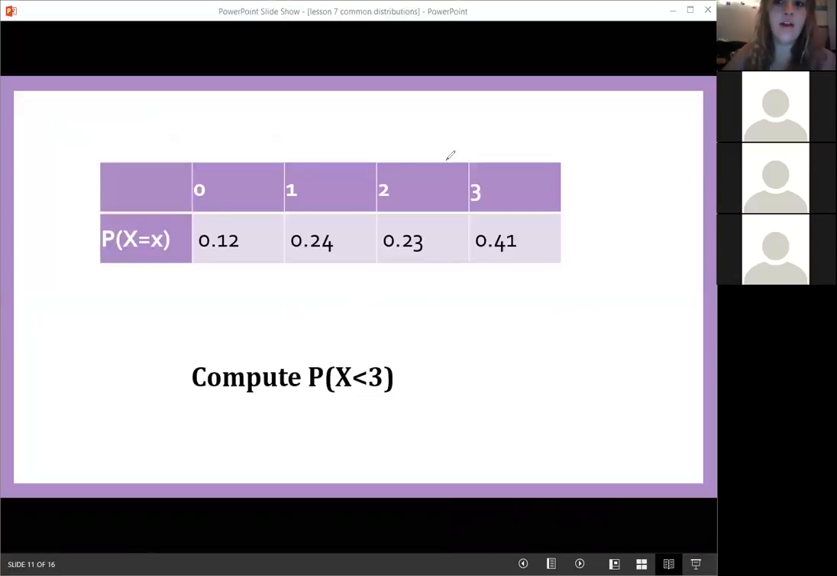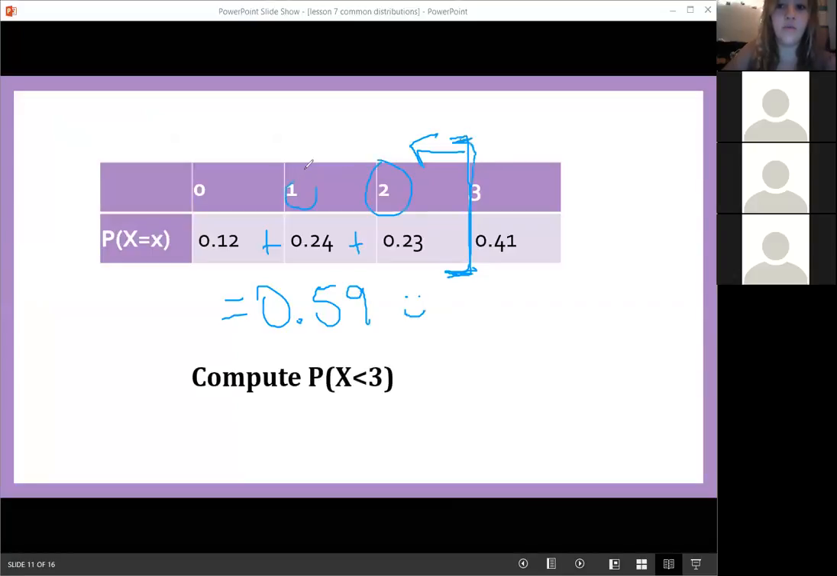We have the probability that x is less than 3. What part of this table is less than 3? We have 0.41, which is equal to 3, so we don't want that. We want everything to the left of it. All we want to do is add these up, and if you add them all together, you get 0.59. That's because we're talking about the values less than 3, which includes 2, 1, and 0, but does not include 3, since it's less than, but not equal to.